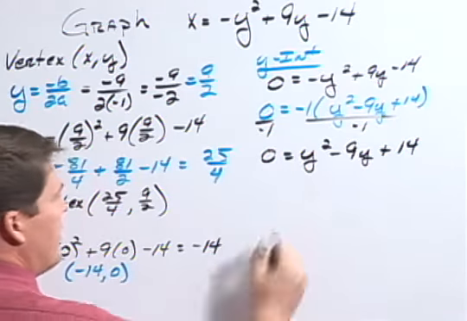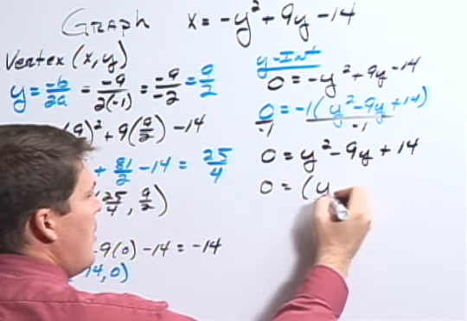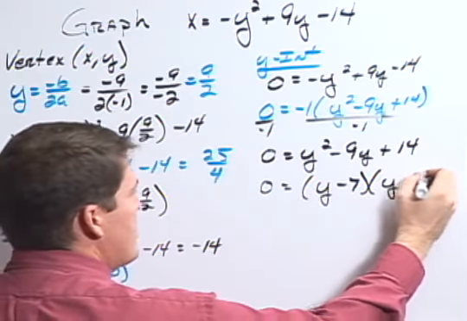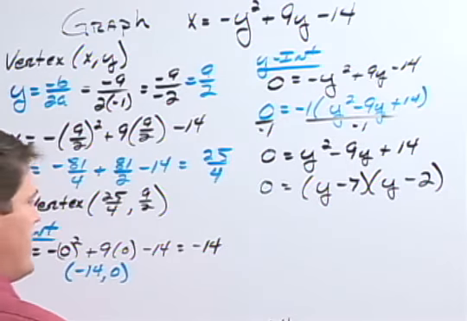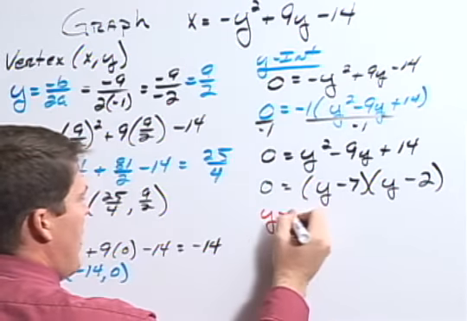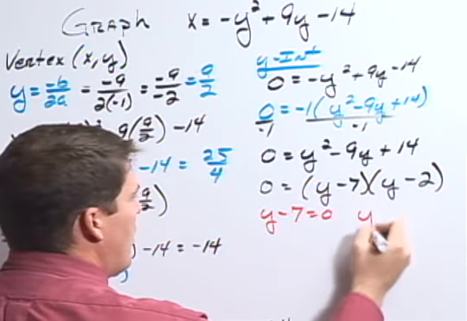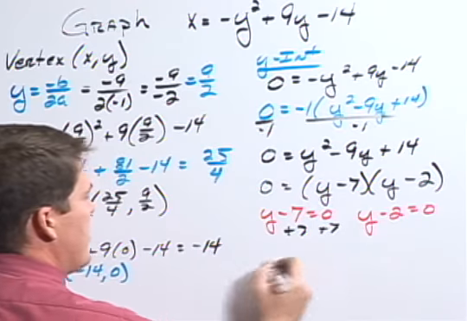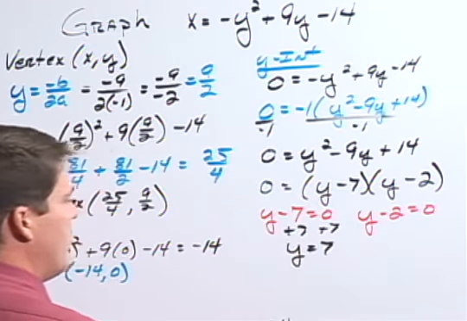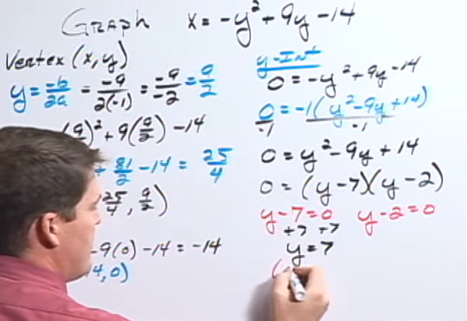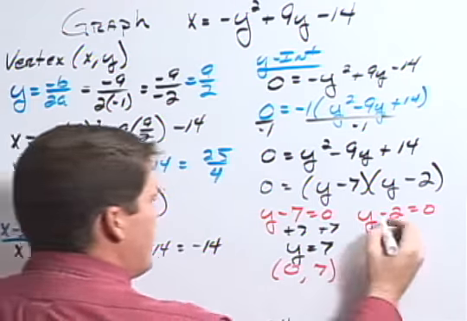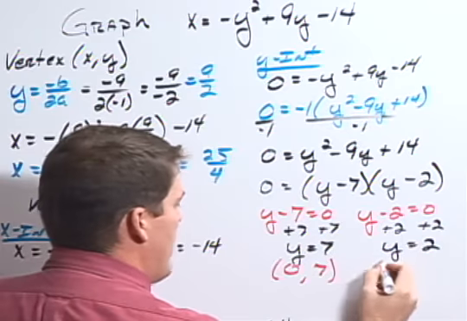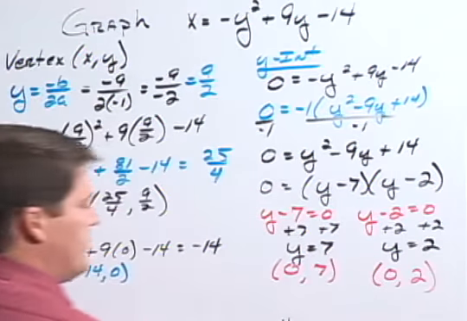Next, let's try to factor. So 0 equals (y minus 7) times (y minus 2). Next, let's set each of those equal to 0. So y minus 7 equals 0, or y minus 2 equals 0. Adding 7 to both sides gives me y equals 7, or that would be a y-intercept of (0, 7). Adding 2 to both sides gives me y equals 2, which would give me a y-intercept at (0, 2).